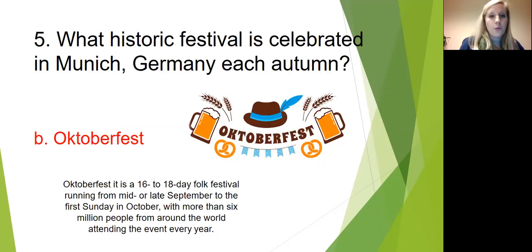Question 5. What historic festival is celebrated in Munich, Germany each autumn? And the answer was B, Oktoberfest. Oktoberfest is a 16 to 18-day folk festival. It runs from mid to late September, sometimes even into the first Sunday of October. And it draws about 6 million people worldwide who attend the event each year.